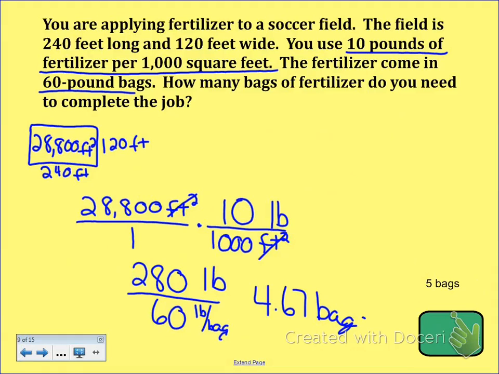Now, I don't know about you, but I know of no store that I've ever been in that will only let you get 0.67 of a bag. So you got to round up. We need to have 5 bags in order to cover the field. So your answer is 5 bags.